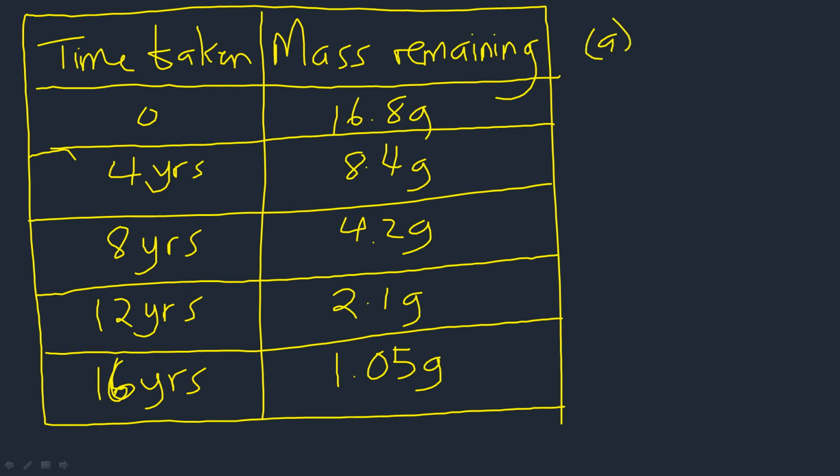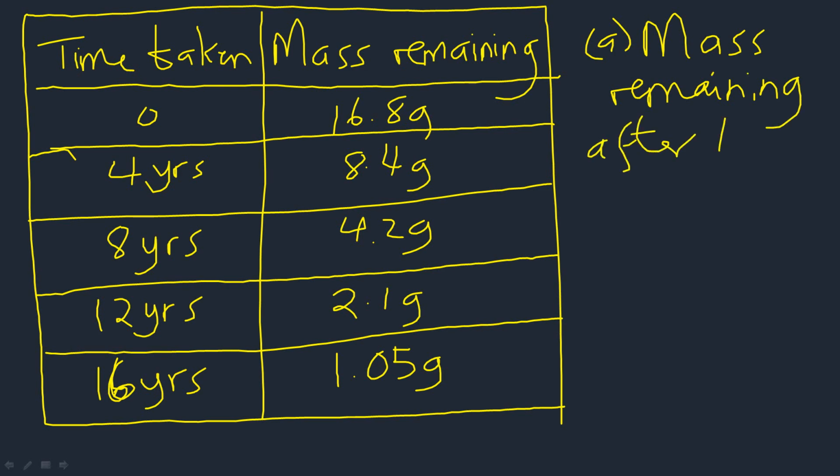Part A said, what is the mass remaining after 16 years? So you say the mass remaining after 16 years is, what did we get? We got 1.05 grams. If they ask for the mass decayed, you know what to do. You subtract the 16.8 minus the 1.05 grams.